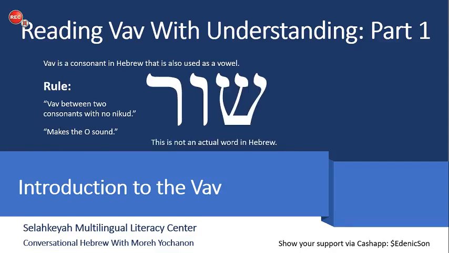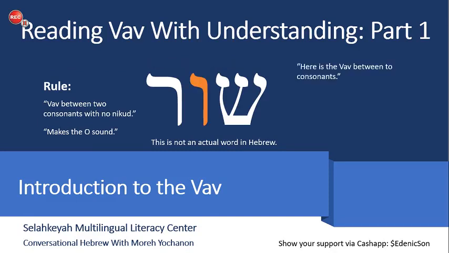Here we have an example. Now, keep in mind, this is not an actual word in Hebrew. I'm just putting letters together to make the sound. So if this is an actual word, it doesn't matter. We are using these letters to practice making the sound of the Vav. Okay? Here is the Vav between two consonants. It's flashing orange.